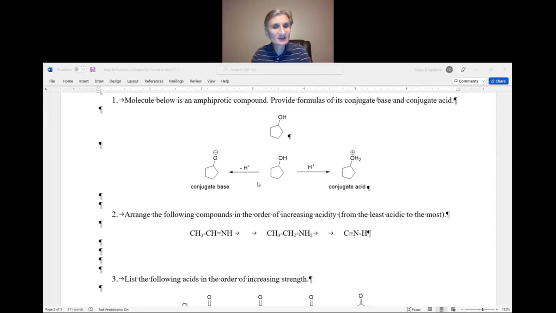To find the conjugate base, again, you look at the starting compound, cyclopentanol, and consider which of the protons is acidic. The remaining 9 protons are carbon-hydrogen bonds. Those are not acidic. Only the OH bond is acidic. That's the proton that can be removed. So removal of that proton gives the conjugate base. And so those are the conjugate acid and conjugate base.